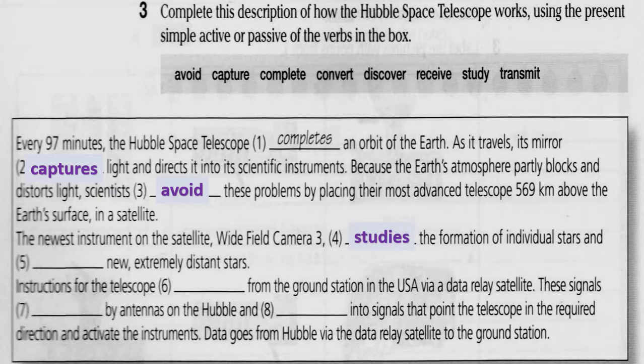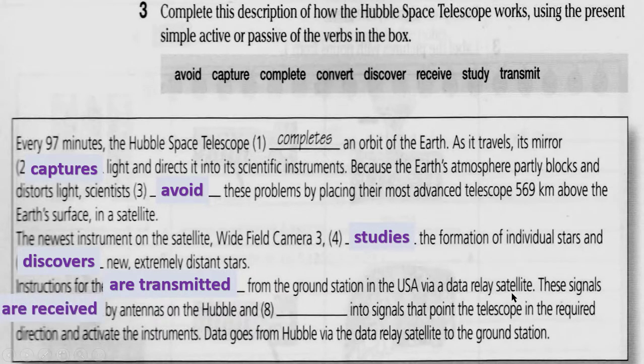Number 4. Studies. Good. The formation of individual stars and space new extremely distant stars. Discovers. Good. Instructions for the telescope. Here we have to use the passive, are transmitted from the ground station. Number 7. These signals, good, are received by antennas on the Hubble and converted or are converted. Both answers are right.